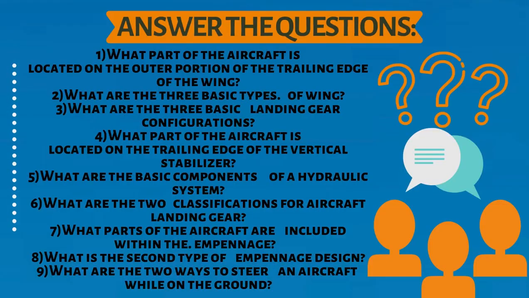Answer the questions. What part of the aircraft is located on the outer portion of the trailing edge of the wing? What are the three basic types of wing? What are the three basic landing gear configurations? What part of the aircraft is located on the trailing edge of the vertical stabilizer? What are the basic components of the hydraulic system? What are the two classifications for aircraft landing gear?